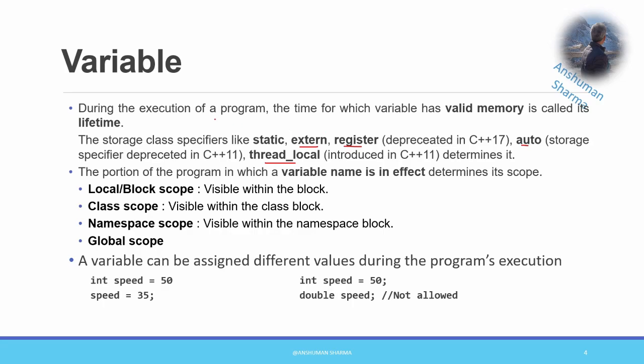Then the next important thing we should be aware of is that the portion of the program in which a variable name is in effect determines its scope. What is a scope? Every variable has a lifetime and it also has a scope. Scope is the region in which the variable name can be used, or is available for use.